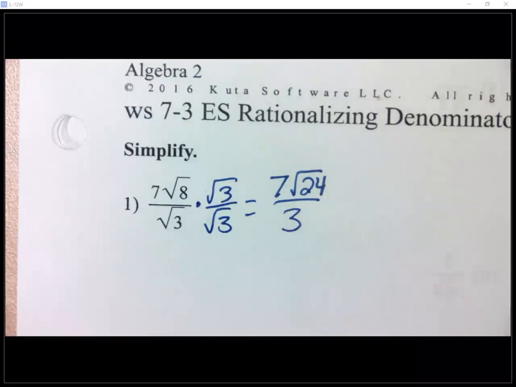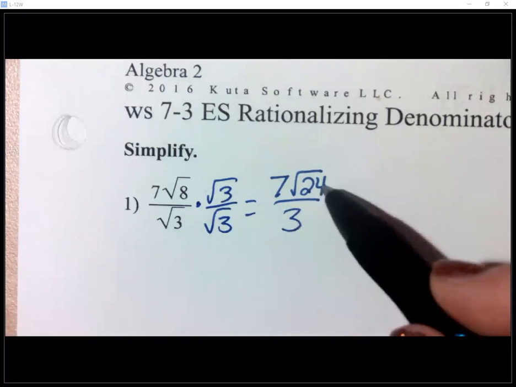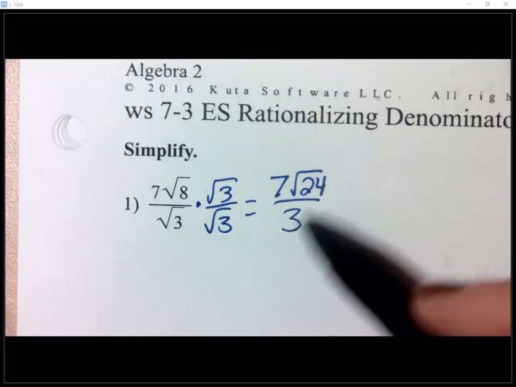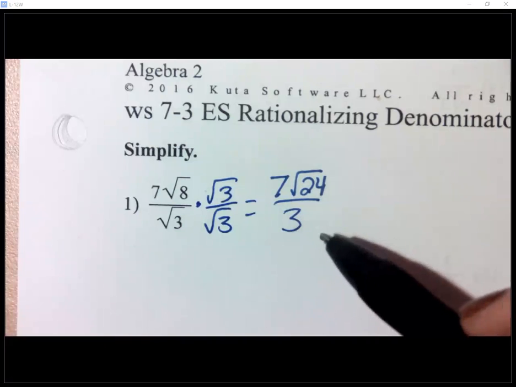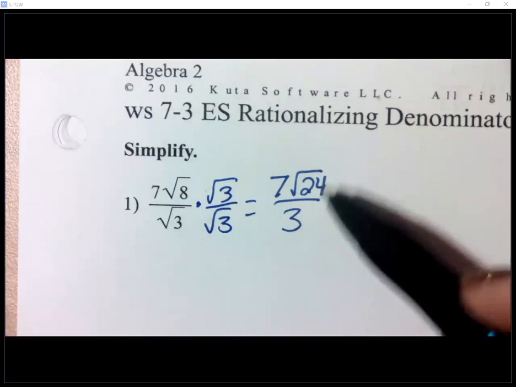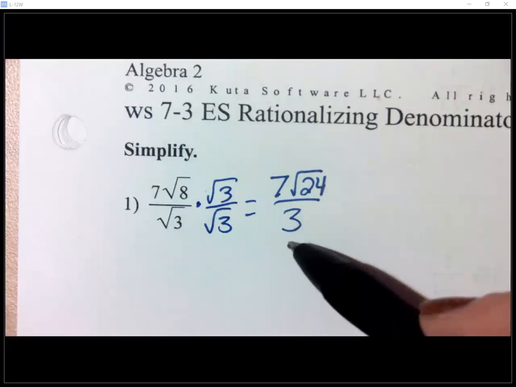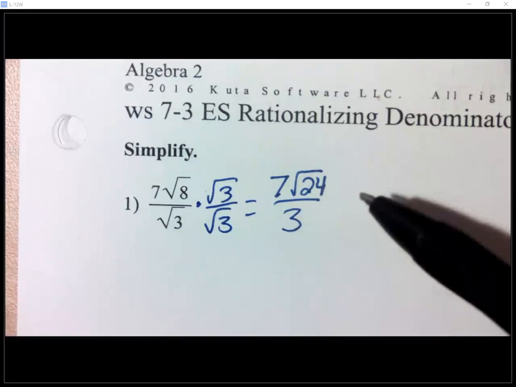Okay, question. Can I reduce this 3 with this 24? No. They either both have to be in a root or both be out of a root. I can't ever cancel something that's in with something that's out. Oh, I thought you said to simplify the root 24. That I can do, and that's what I should do.